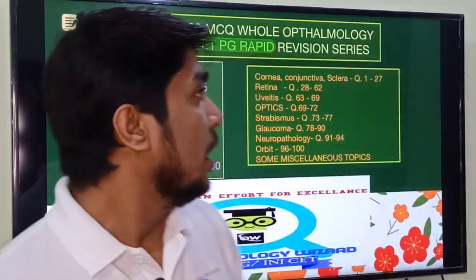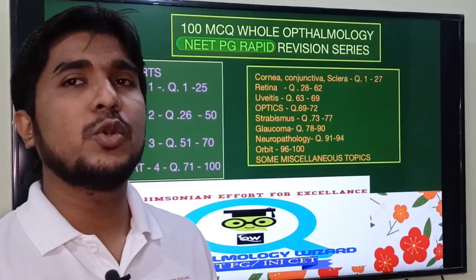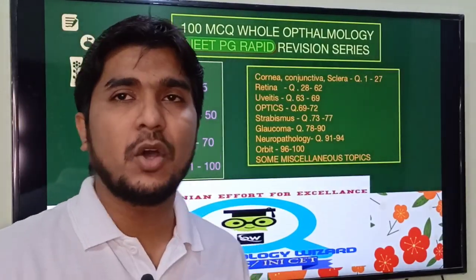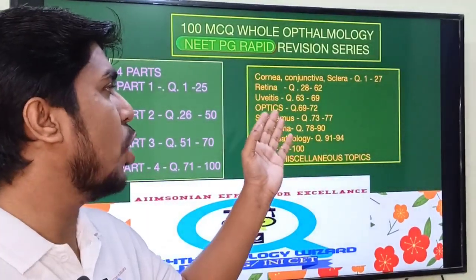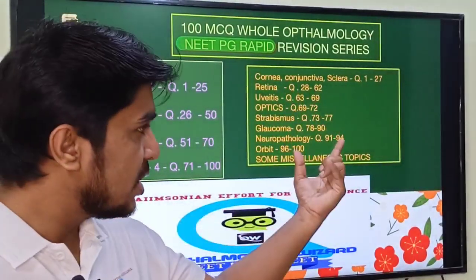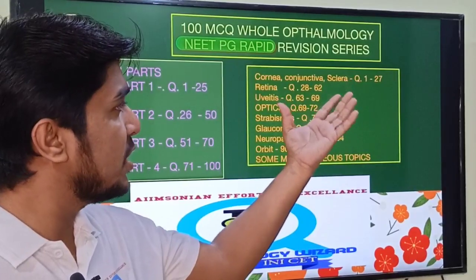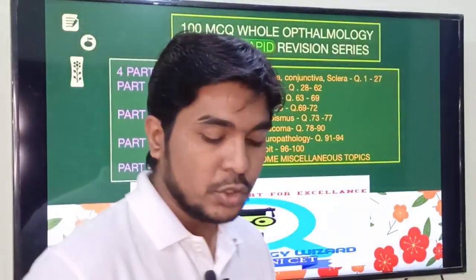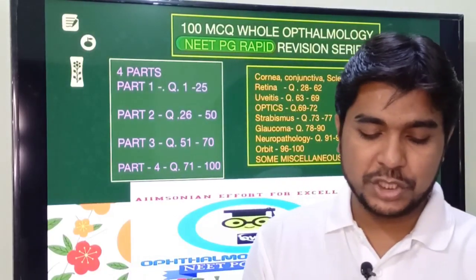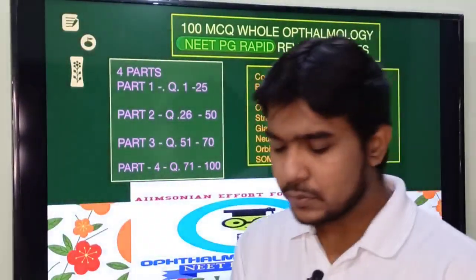If you have no time and want to jump to certain topics only, like cornea, retina, uveitis, optics, strabismus, just search for those questions and you can jump to that part. So without wasting time, let's start with question number 51.